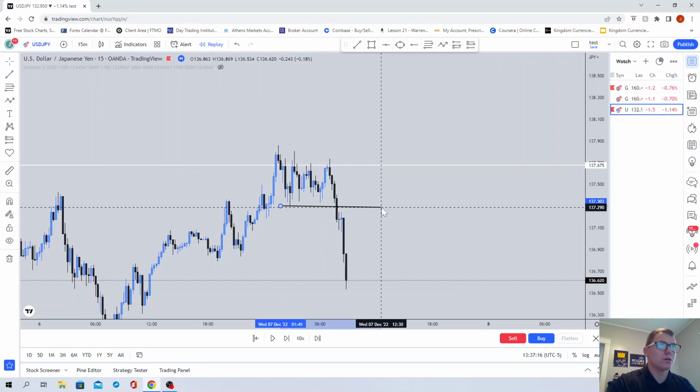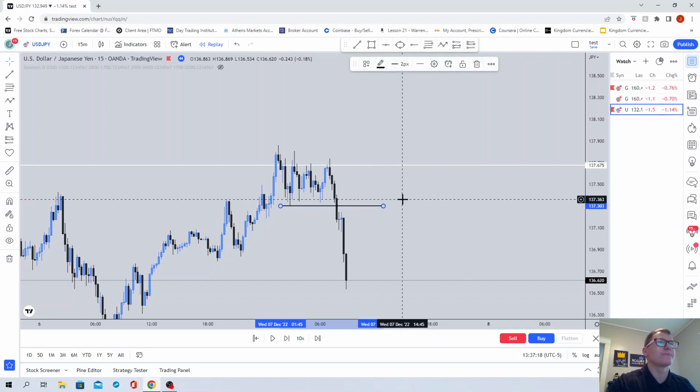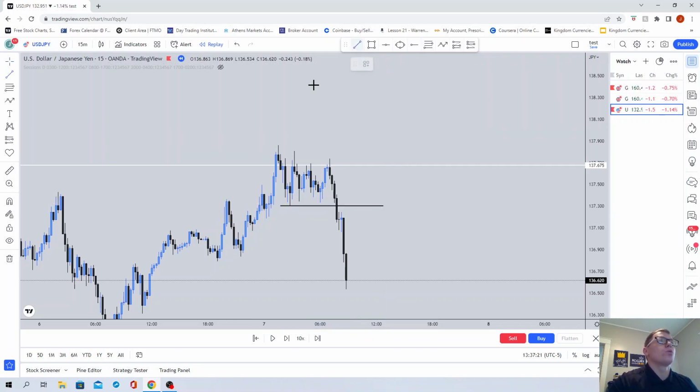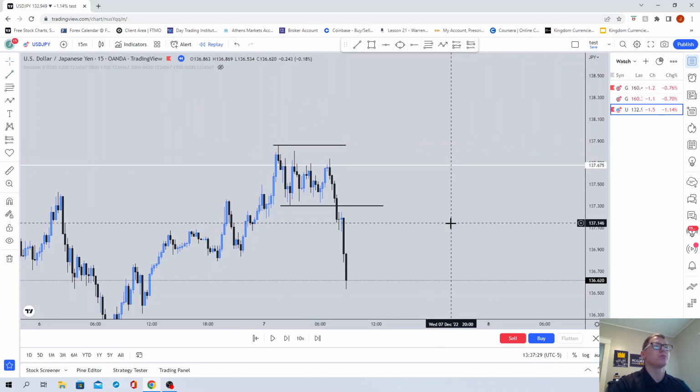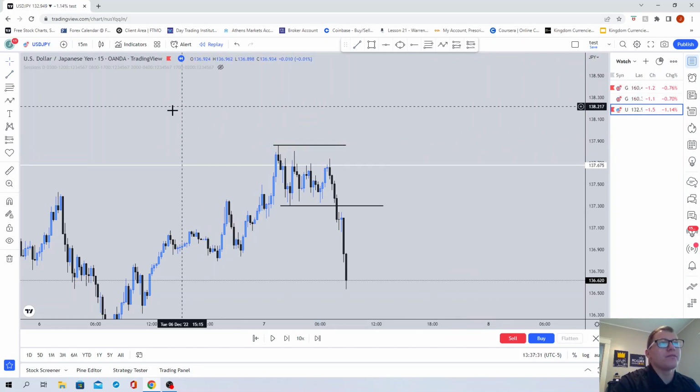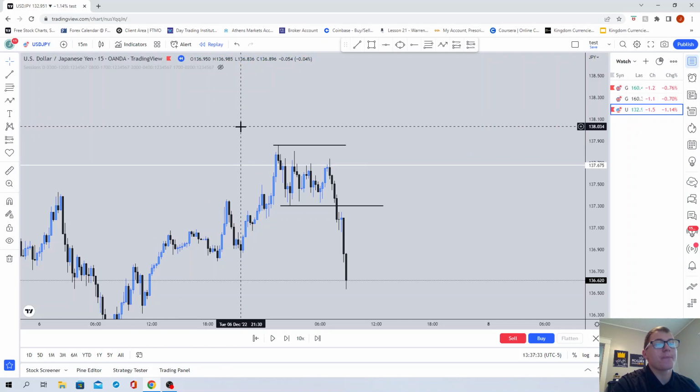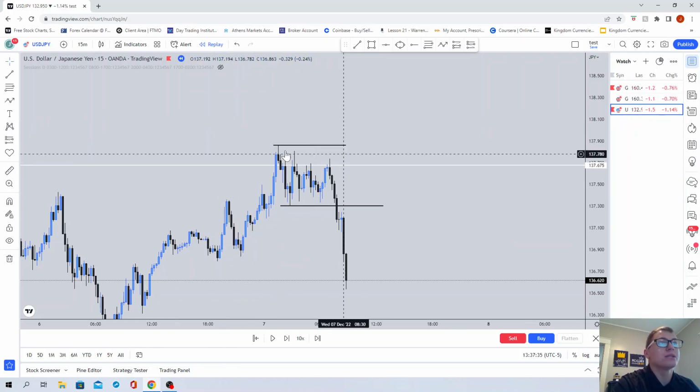We can either wait for... and when I'm marking my 15-minute, like very minor levels, I just use the trend line and I just hit the shift key and it draws it straight across. Very simple. Anyways, so we know that daily bearish, 4-hour bearish, and we've pulled back into this major key level.